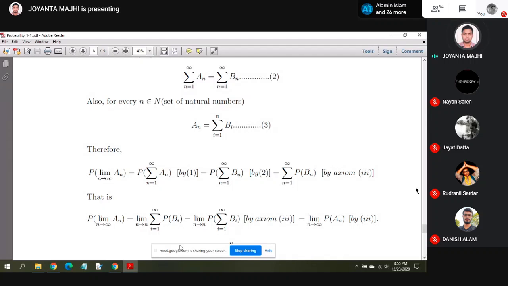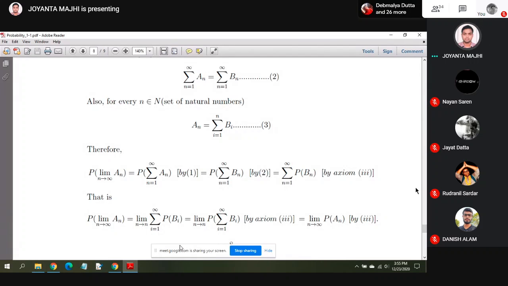Therefore, we prove that probability of limit n tends to infinity An is equal to limit n tends to infinity probability of An. That is, probability and limit can interchange their position. This is the main motto of this theorem, and we prove this result for the sequence of events, a monotonically increasing sequence of events.